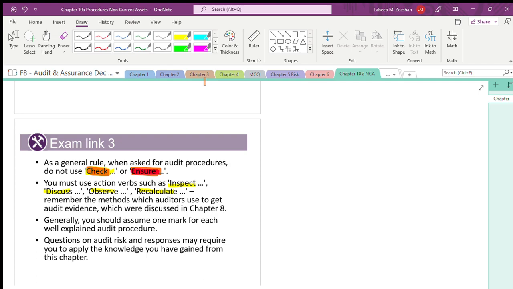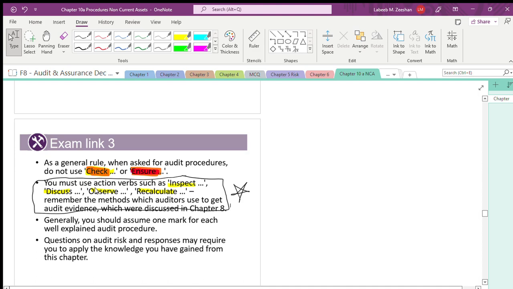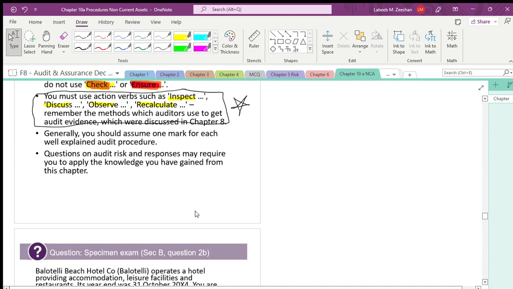Fine. Now you have what they say. You have to use inspect, observe, discuss, recalculate, reperform, examine. Those are the verbs. Keep it in mind for our observations. Write down if you have notes, write down on one of the papers. Generally, you should assume 1 mark for each. Questions on audit risk and response may require you to apply the knowledge you gain from this chapter.